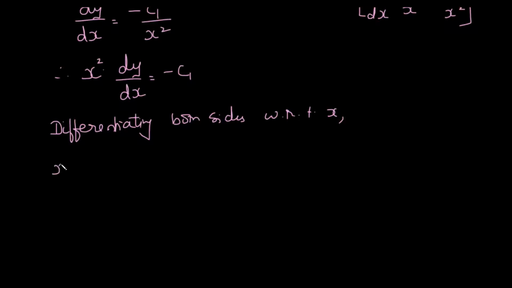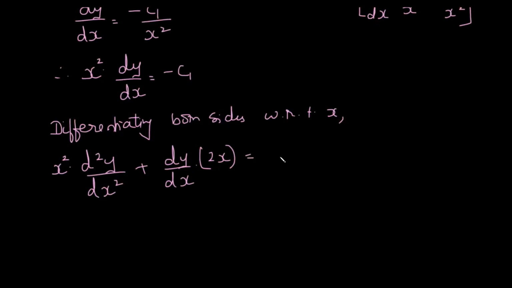So we get x square into the derivative of dy by dx, which is d2y by dx2, plus dy by dx and the derivative of x square, which is 2x. And on the RHS, we are going to get 0. So thus essentially I have done the sum. We can just write it in a proper manner and keep it.